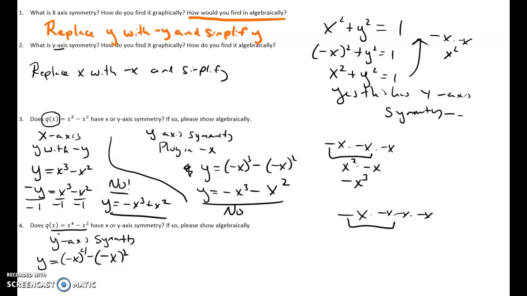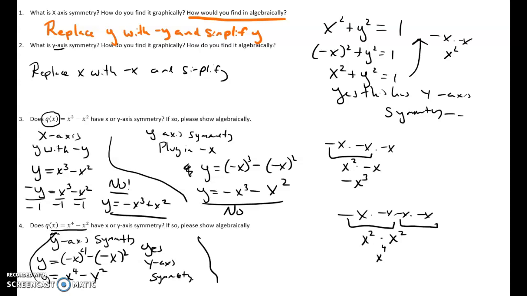I can do these. Negative x times negative x is positive x squared. And over here, negative x times negative x is positive x squared. And x squared times x squared is x to the fourth power. So I get x to the fourth here. And we've simplified negative x squared a couple times. Negative x times negative x is positive x squared. And you can see that we get the same thing that we started with. So we would say yes, y-axis symmetry.